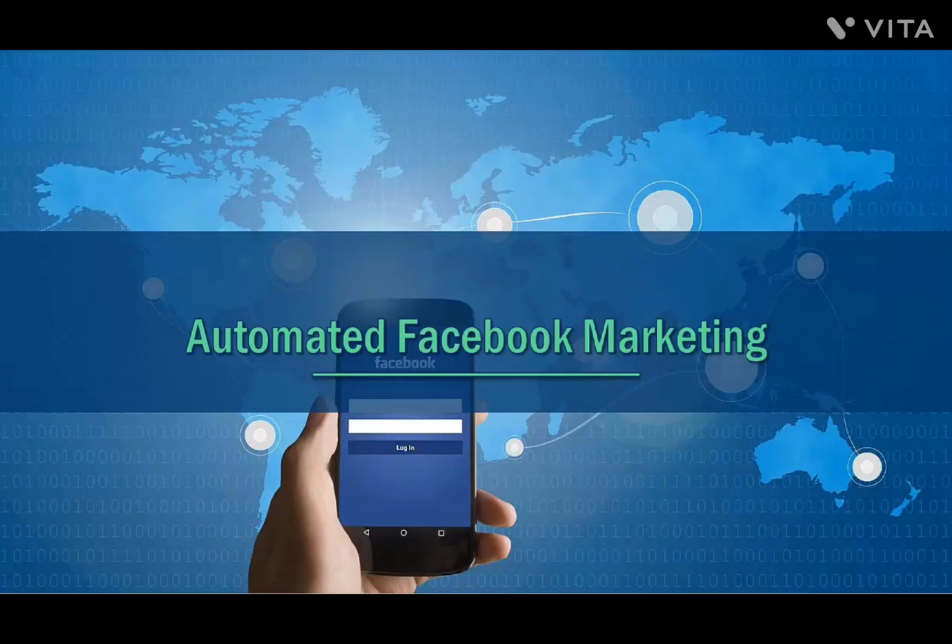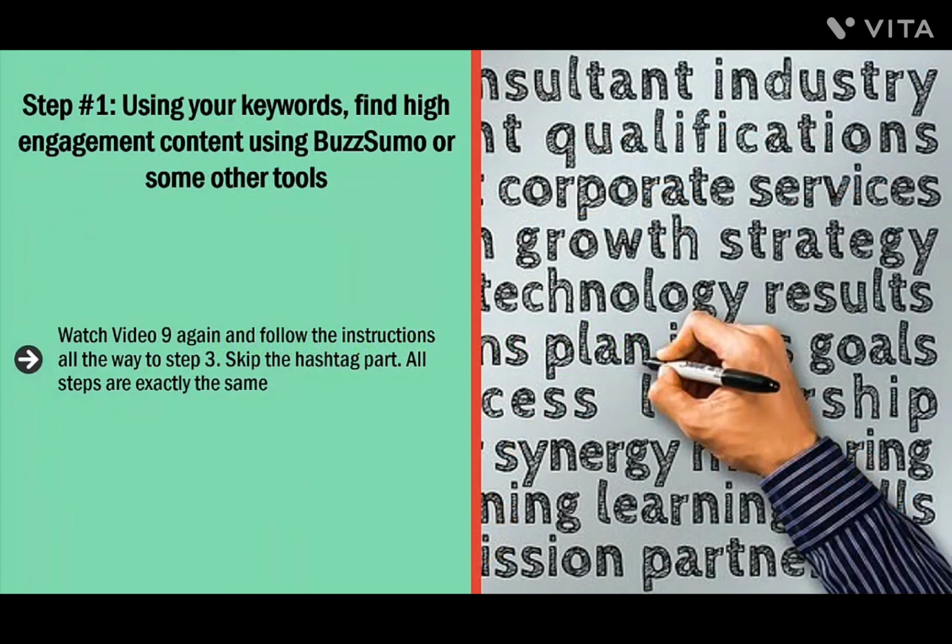Automated Facebook marketing. Follow the steps below to set up an automated marketing system using the Facebook platform. Step number 1. Using your keywords, find high engagement content using BuzzSumo or some other tools. Watch video 9 again and follow the instructions all the way up to step 3. Skip the hashtag part. All steps are exactly the same.